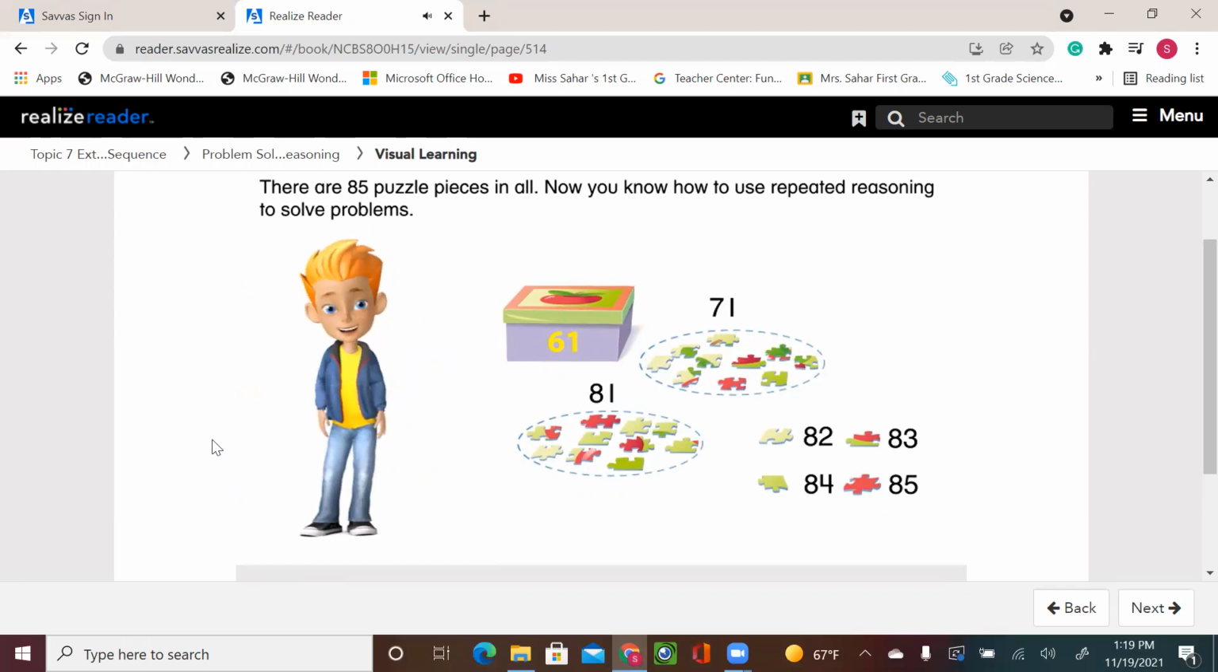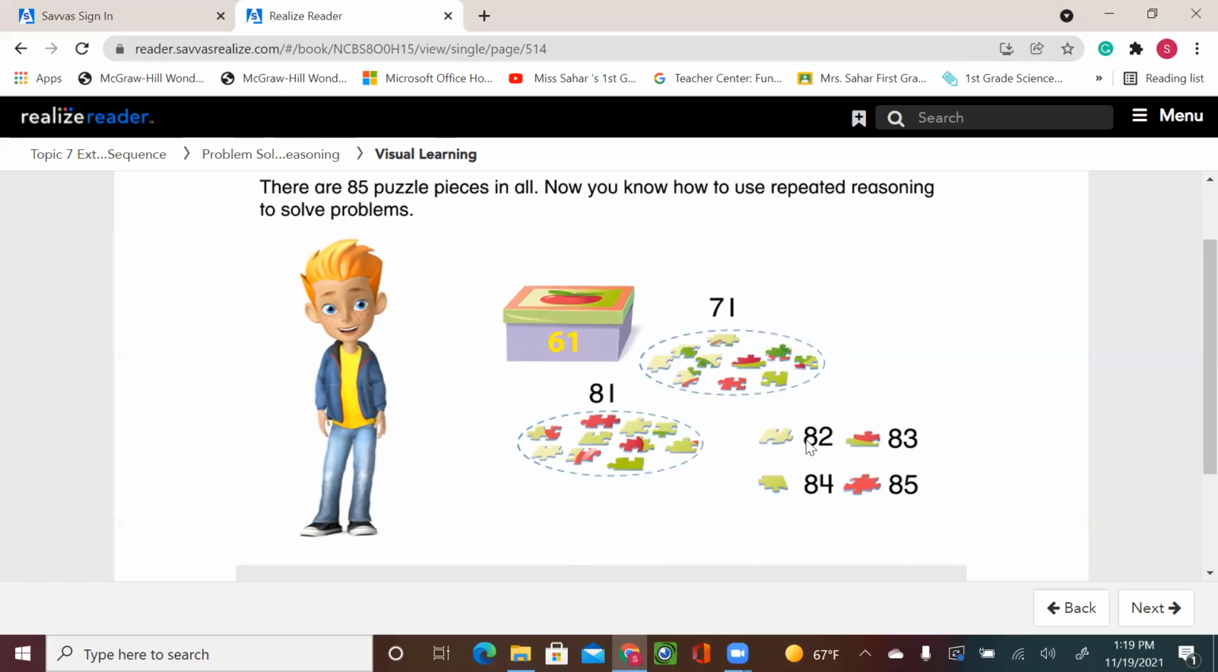Now you know how to use repeated reasoning to solve problems. Great thinking! So we use the information we have. I know that I have 61 pieces of puzzle remaining in a box. I know there are some on the floor. I grouped them in 10 and I left the ones separate. So I added to 61 and I saw that I have 2 groups of 10. So 61, another 10, that's 71, another 10, that's 81. And then I counted the remaining ones by ones because they're not making a group of 10.